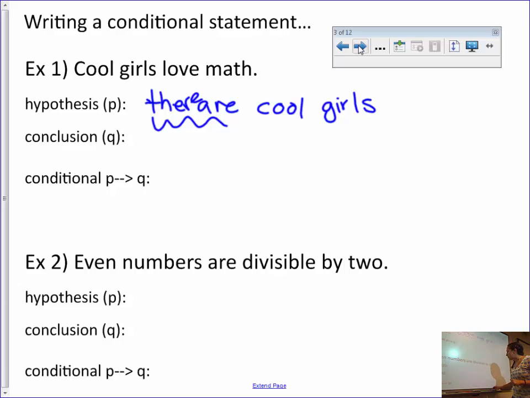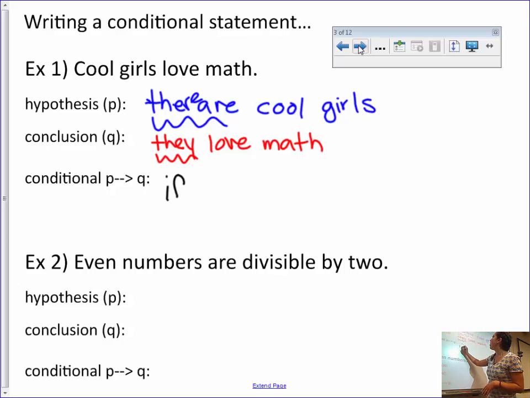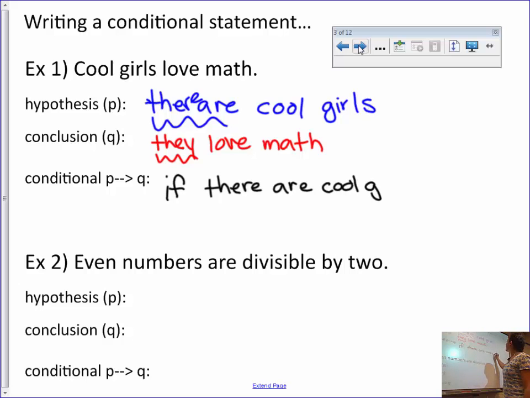So that's my hypothesis. My conclusion is going to be they love math. And you want this to match whatever your tense is or your grouping is. So if you're talking about one cool girl in the hypothesis, you want to talk about one cool girl in the conclusion. So how do we put this all together? My statement is going to read, if, because we got to start with that, there are cool girls, then I'm going to put my conclusion. They love math.